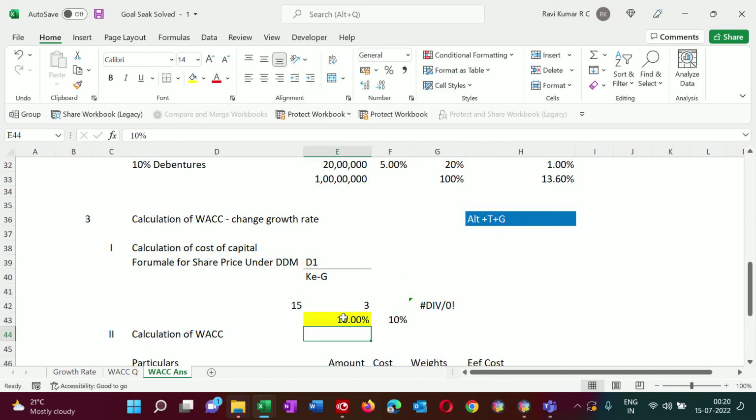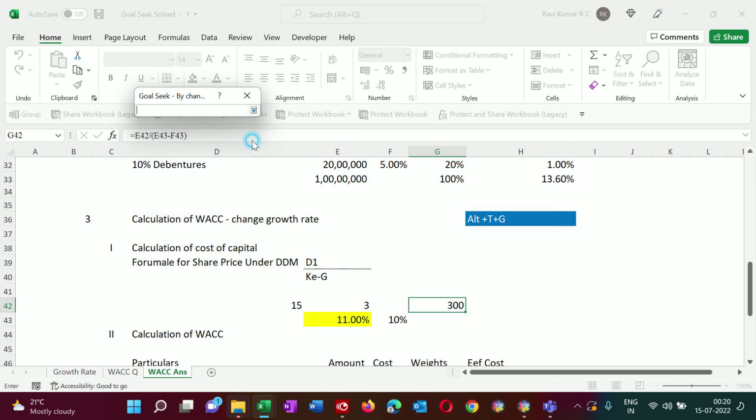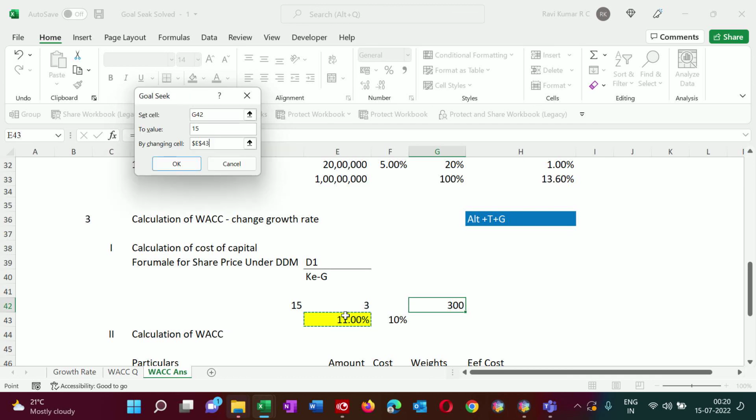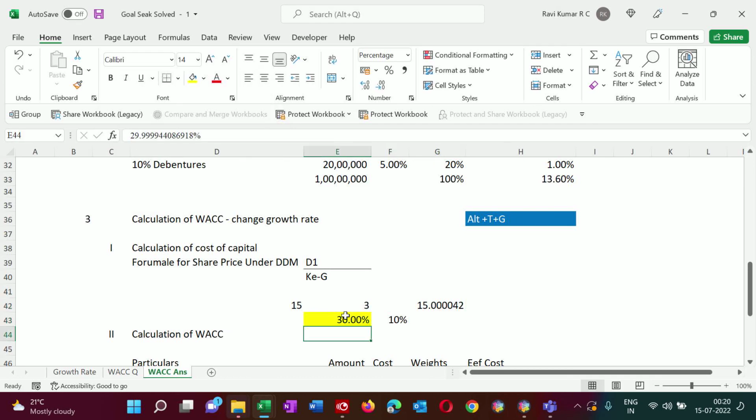No problem. What I'm going to do is instead of making it 10, I'll take it as 11%. Anyway, it's going to change. I'm applying the formula now. Alt G. I wanted to make this 15 rupees by changing K. Yes, I got it. It is 30%.